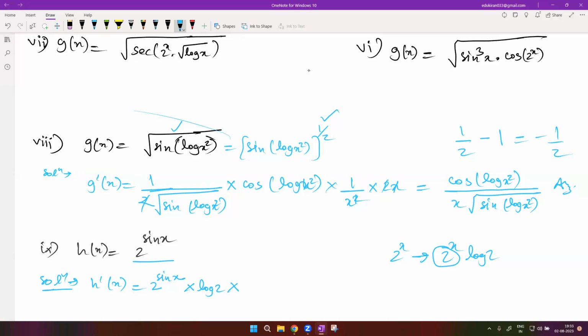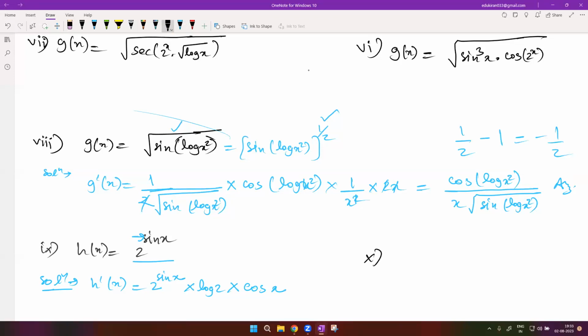Now after this, I will reach sin x, so the differentiation of sin x is cos x. So this is how I am going to differentiate. This is how we are going to differentiate compositions of exponential functions. Okay, let's do some more.